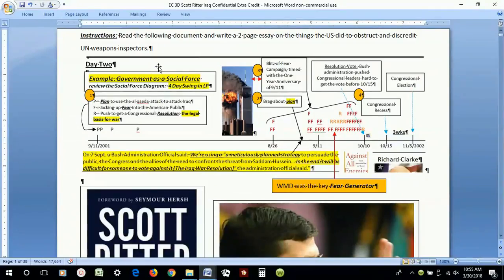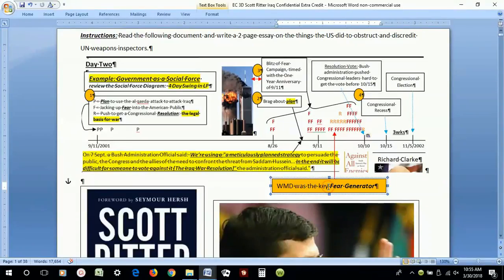Remember when we talked about the manipulation method to get us into the Iraq invasion war, and how that's centered upon weapons of mass destruction, which never existed, and how that was a chief fear generator, right? You also had terrorists among us. That was another fear generator. Terrorists are out there, they're living among us, right? But weapons of mass destruction was a key fear generator.